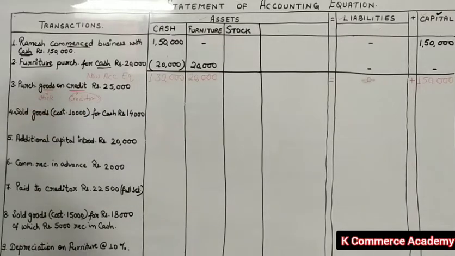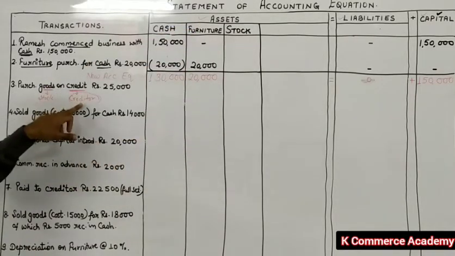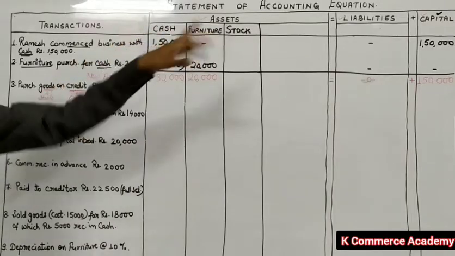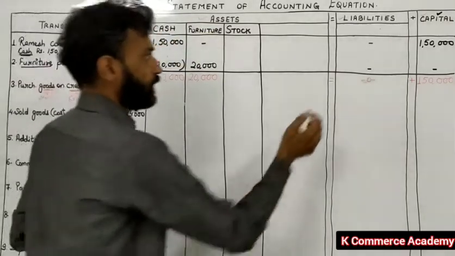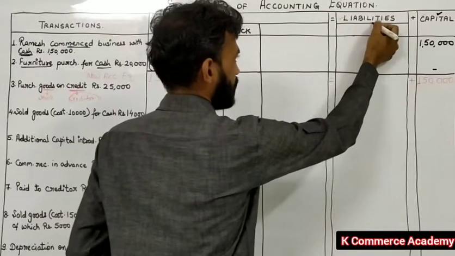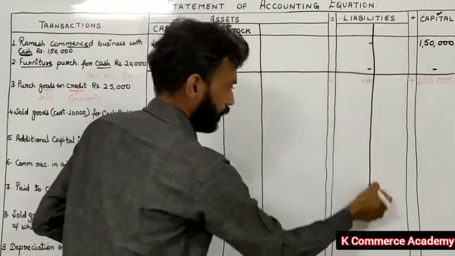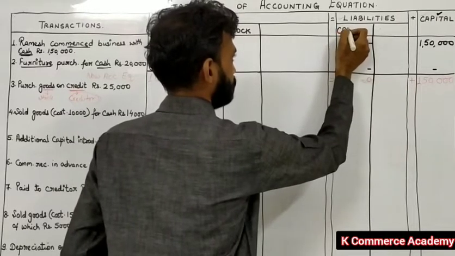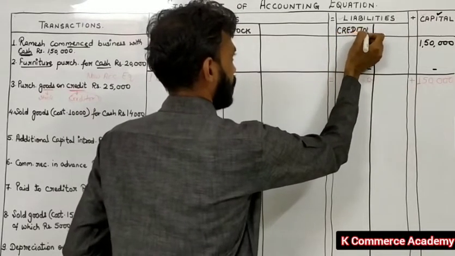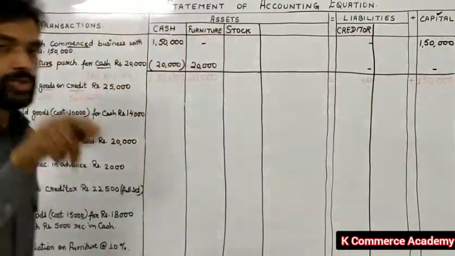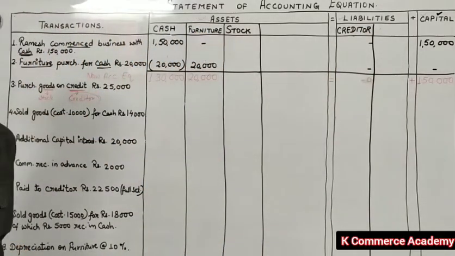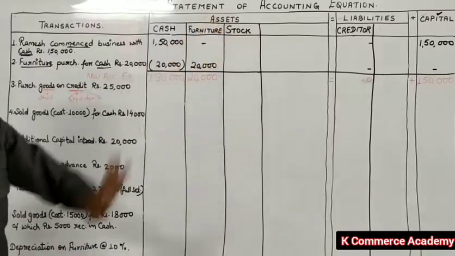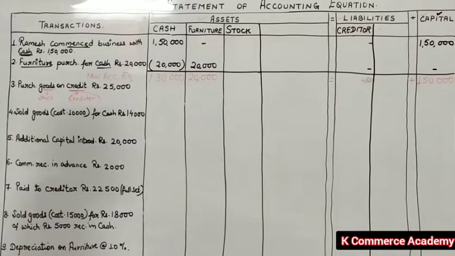Creditor is a person from whom we buy goods on credit. So as we have purchased goods on credit, one account affected is the stock account, which is an asset. Another account is creditor. Creditor is a liability, we all know that. So in the liabilities, we will create a separate sub-column for creditors. Whenever you buy goods on credit, it gives rise to a creditor, so a column for creditor will be created under liabilities.